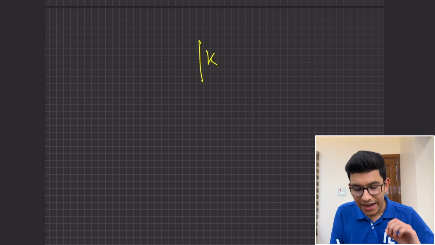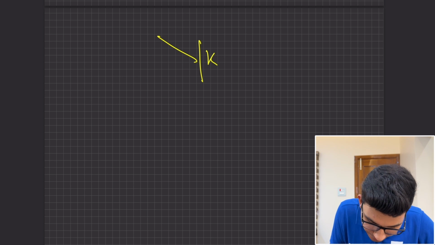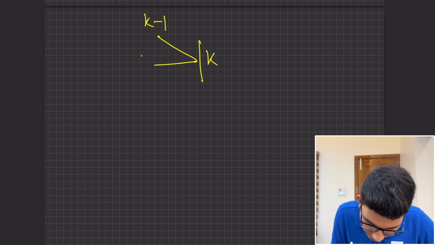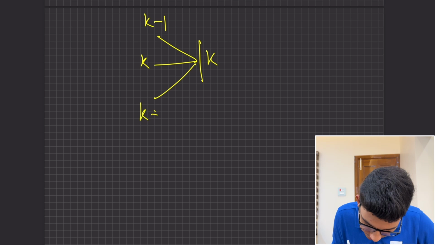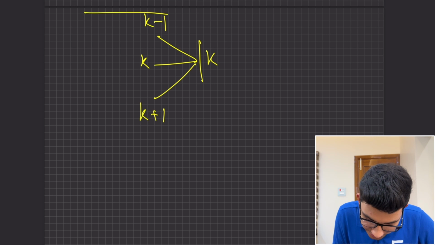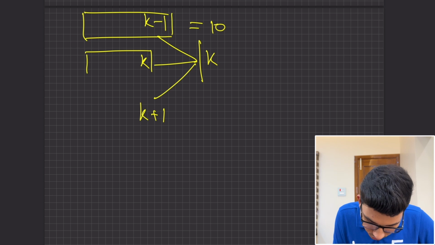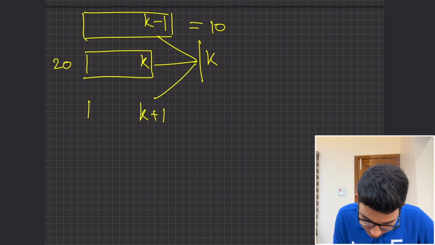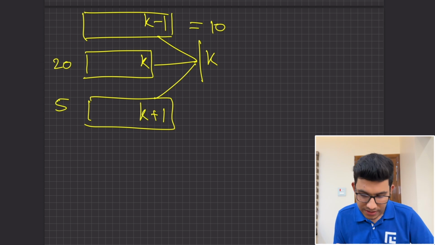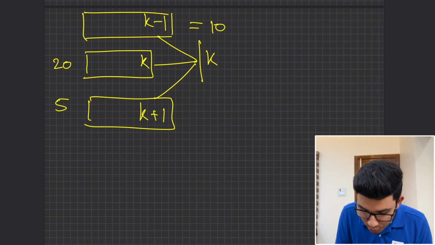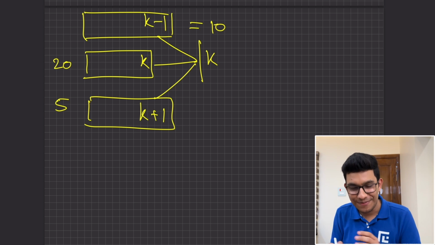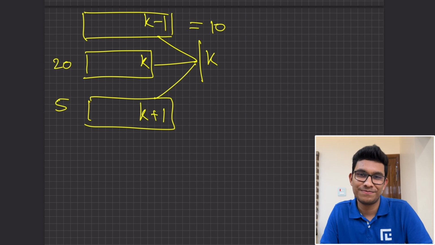Let's suppose I told you that the last element is a k. And I told you that on the second last element, you can fill a k minus 1, a k, or a k plus 1. And the number of arrays that look like this is equal to 10. The number of arrays that look like this is equal to 20. And the number of arrays that look like this is equal to 5. Can I say the number of arrays that have a k at the end is nothing but the addition of all of these?